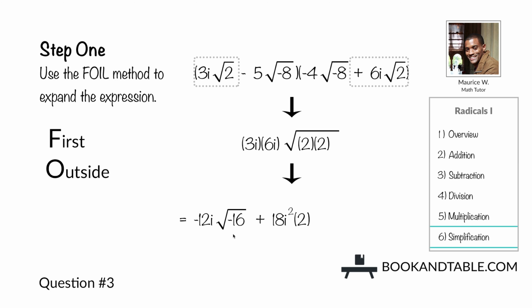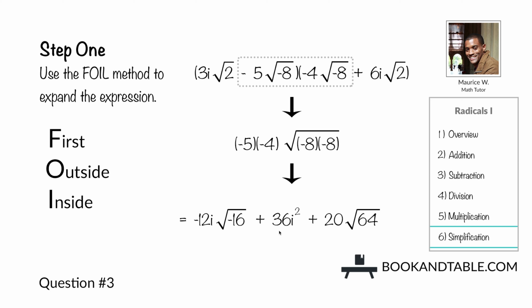We then move on to O, outside. So we multiply 3i times positive 6i. 3 times 6 is 18. I times I is i squared. And then you multiply the radicals. Radical 2 times radical 2 gives you the square root of 4, which is 2. 18 times 2 is 36.